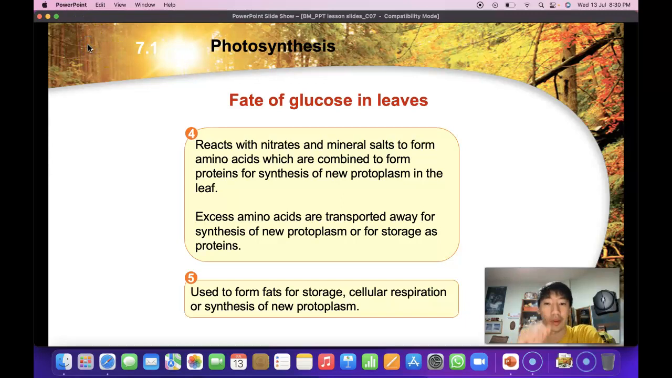Okay, and fifth, the glucose can be used to form fats, and the fats can be stored. The fats can be used for respiration in another alternative way which we won't cover, and also the fats can be used for the synthesis of new cells, specifically the cell membrane.